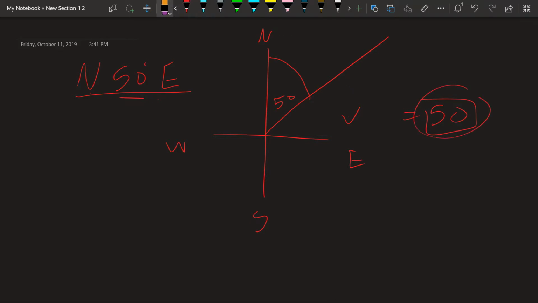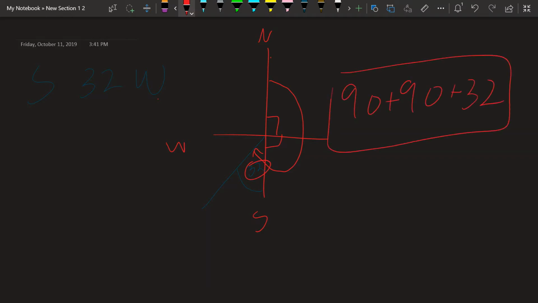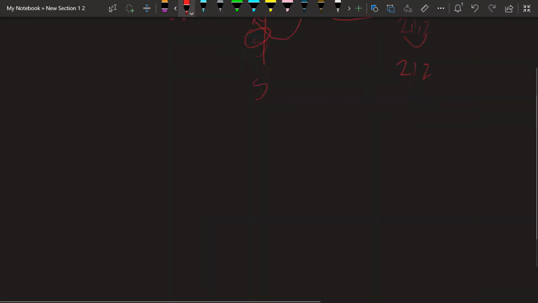Okay, let's do B. I'm going to go a bit faster. In B, they tell you have south 32 west, right? So you're at south, and you go towards west, 32 degrees. And they want us to express that in bearing. Bearing is the clockwise angle, so it's going to be this angle plus this angle plus this angle. So 90 plus 90 plus 32, and that's our answer. If you use a calculator, I believe you're going to get 212. So the bearing is 212, right?